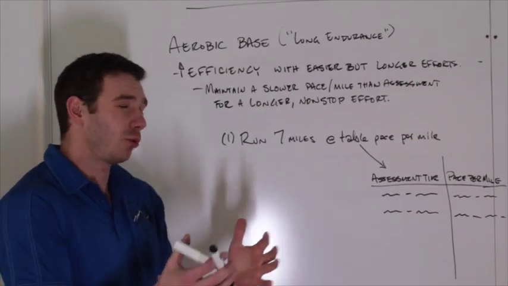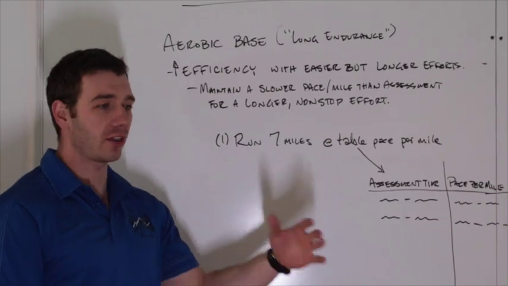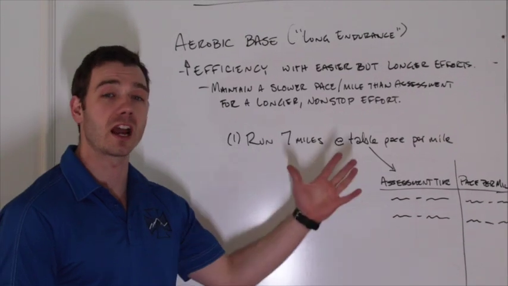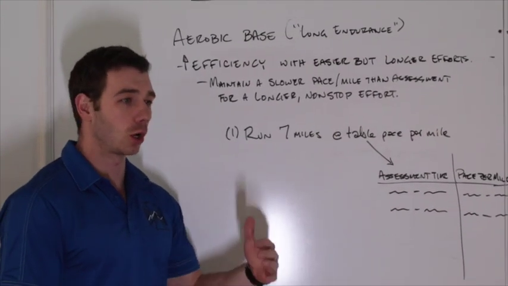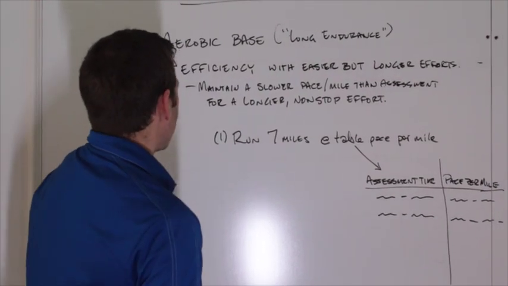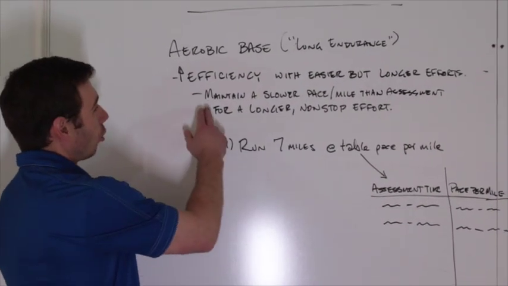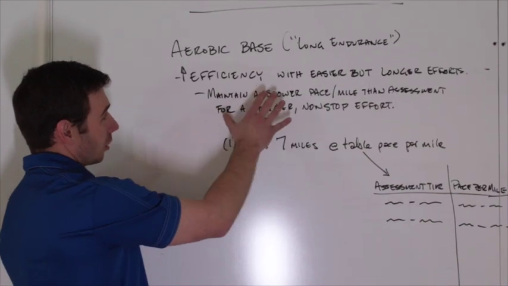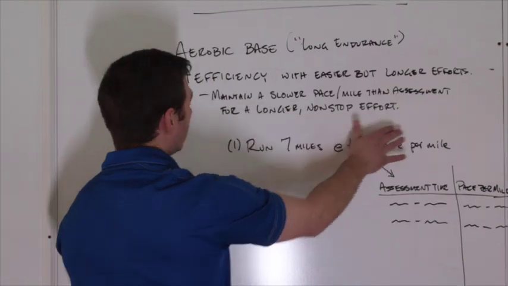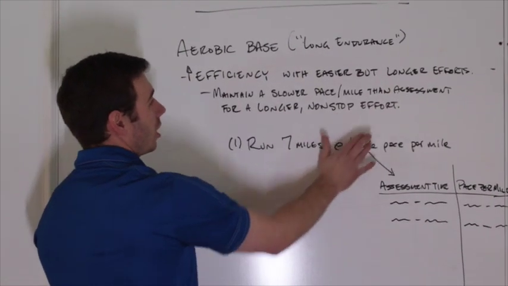We will do this in two ways. We will either have you run an assessment and get an assessment time and then base your effort off of that pace, or we'll do it off of your subjective experience. What we're going to do with this programming is maintain a slower pace per mile than your assessment for a longer non-stop effort.